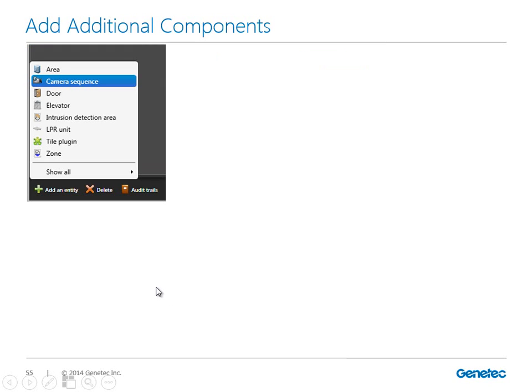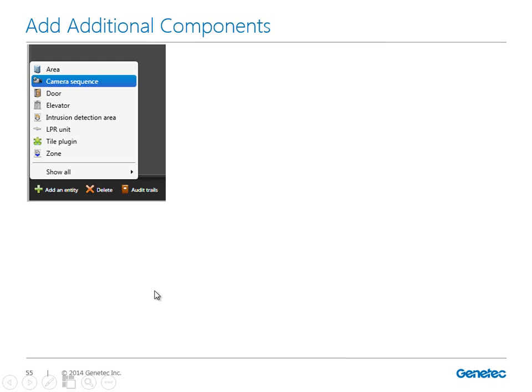One last additional entity type that we may want to create is a camera sequence. We use camera sequences to be able to view multiple cameras in a set order with a specified viewing time for each one. This makes it easier to monitor a related group of cameras in one tile without having to constantly switch between them.